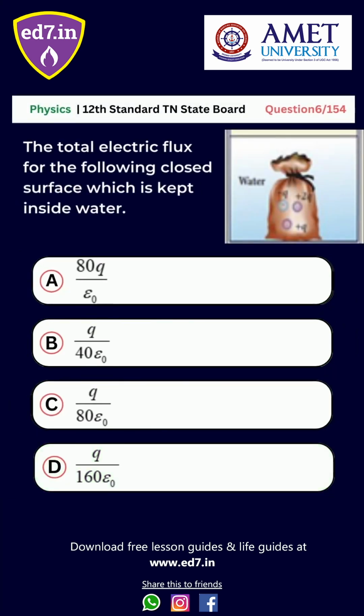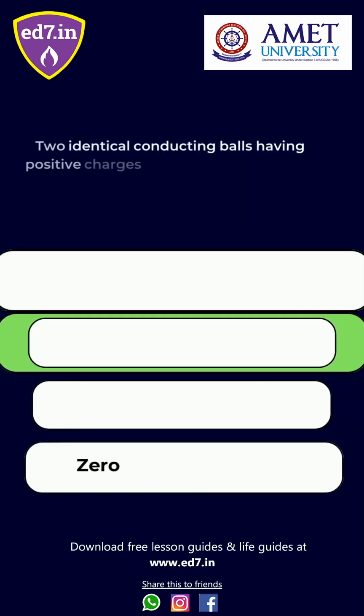Question number 6. The total electric flux for the following closed surface which is kept inside water. Option A, 80 Q by epsilon naught, B, Q by 40 epsilon naught, C, Q by 80 epsilon naught, D, Q by 160 epsilon naught. And the right answer for this question is B, Q by 40 epsilon naught.